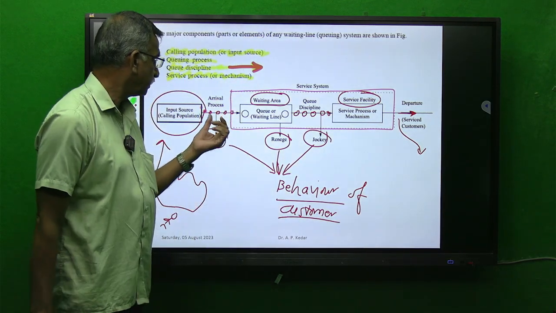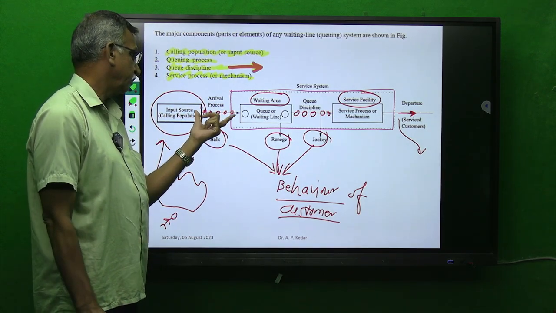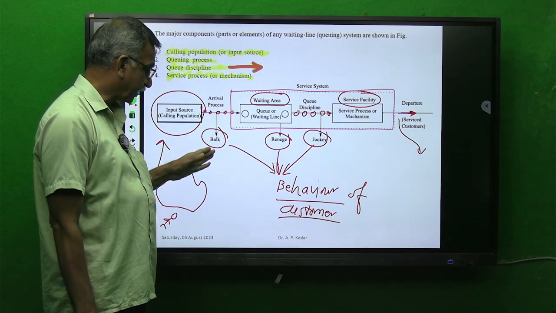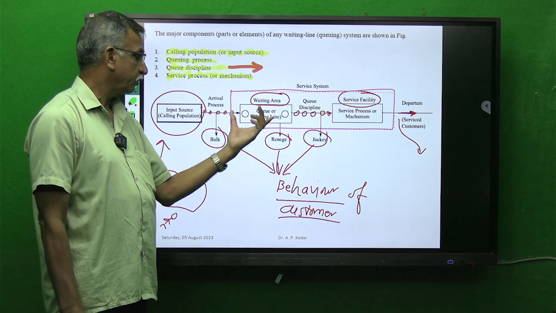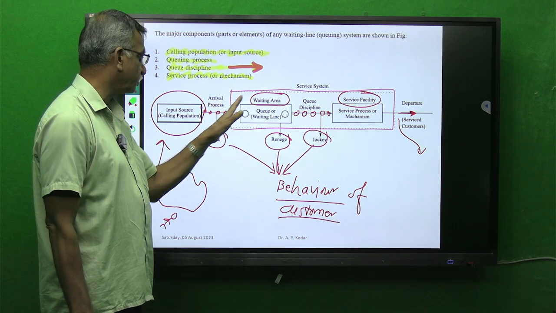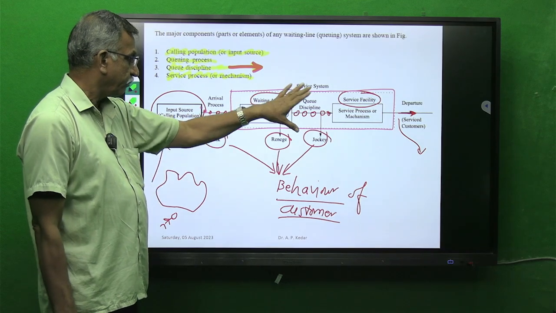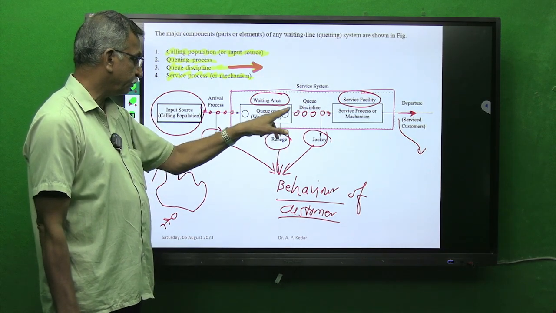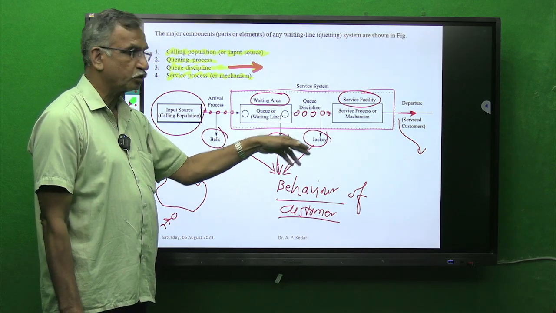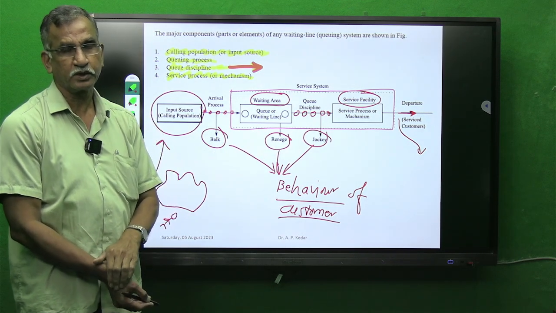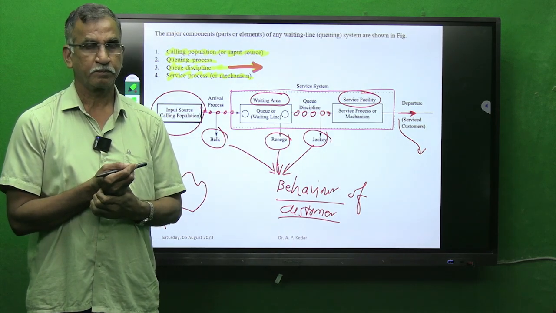And see, population is coming, joining the process, balking, waiting for some time. Again, this is where he balks before joining, balking at the initial stage, being part of the system for some time, reneging, and jockeying. It is jockeying nature. I will explain all these three concepts one by one.